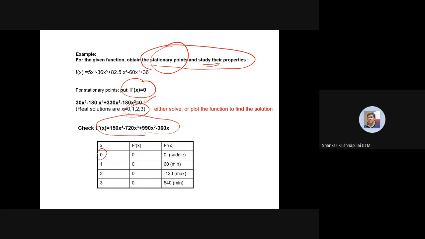At x equal to 0, first derivative is 0 and second derivative is 0. So it is a saddle point. At x equal to 1, first derivative is 0, second derivative is 60. Because it is 60, a positive value, it is a minimum. Then x equal to 2, first derivative is 0, second derivative is minus 120. Because it is a negative value, it is a maximum. Then x equal to 3, first derivative is 0 and second derivative is 540, positive. So it is a minimum.